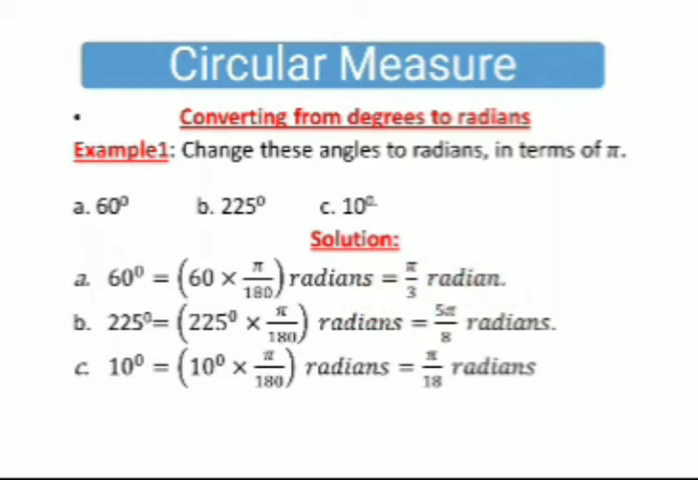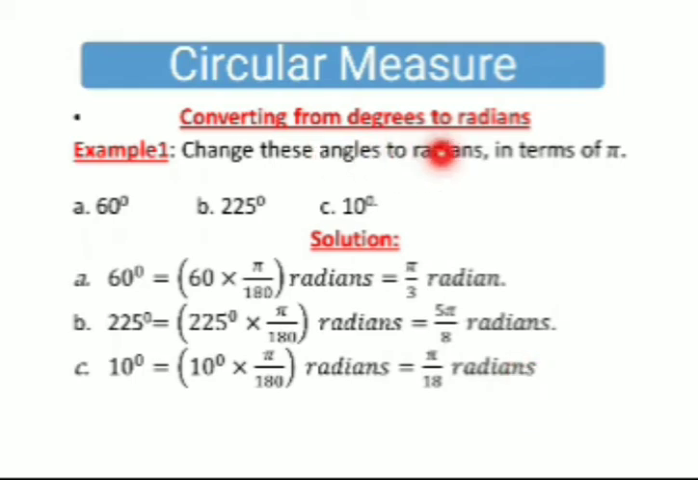So 60 degrees is equal to pi over 3 radians. Then 225 degrees is 225 multiplied by pi over 180. 225 divided by 180 is equal to 5 over 4, so 5 over 4 pi radians. So 225 degrees is equal to 5 pi over 4 radians. Then the last one, 10 degrees, is equal to 10 multiplied by pi over 180 radians. 0 cancels 0, then we have pi over 18. So 10 degrees is equal to pi over 18 radians.